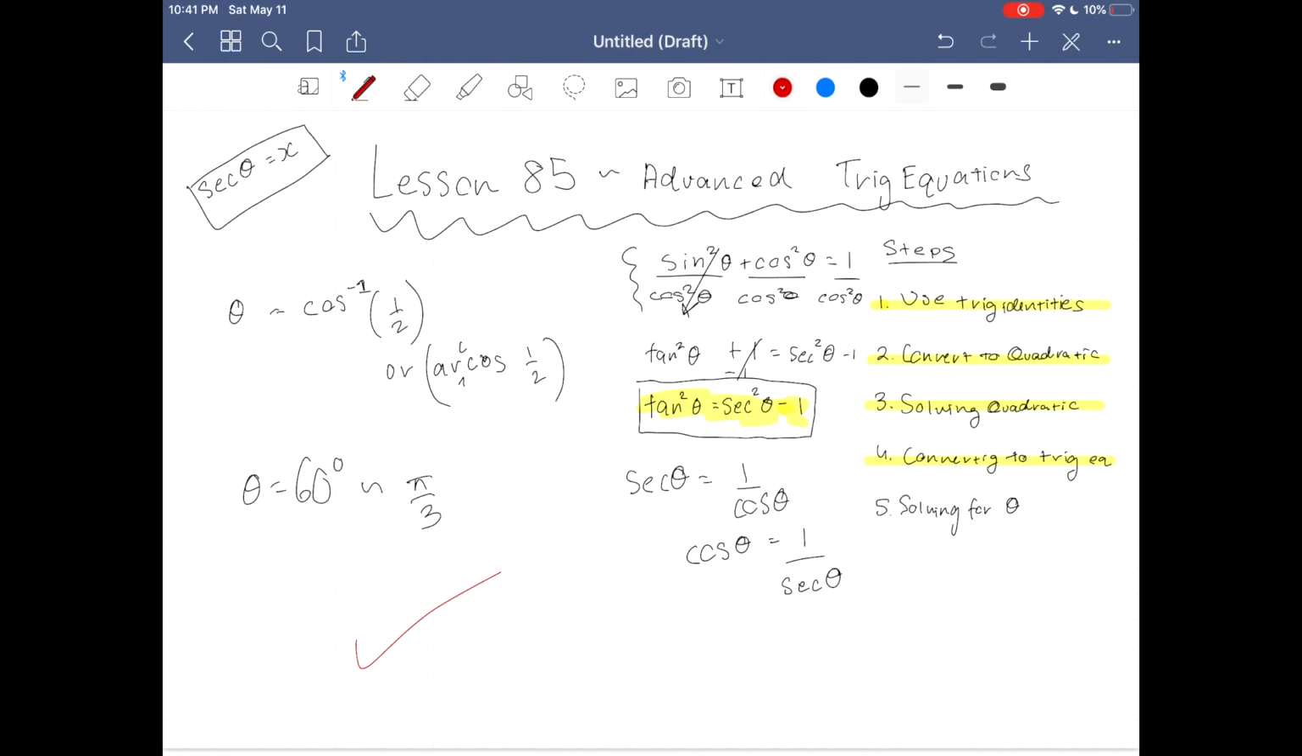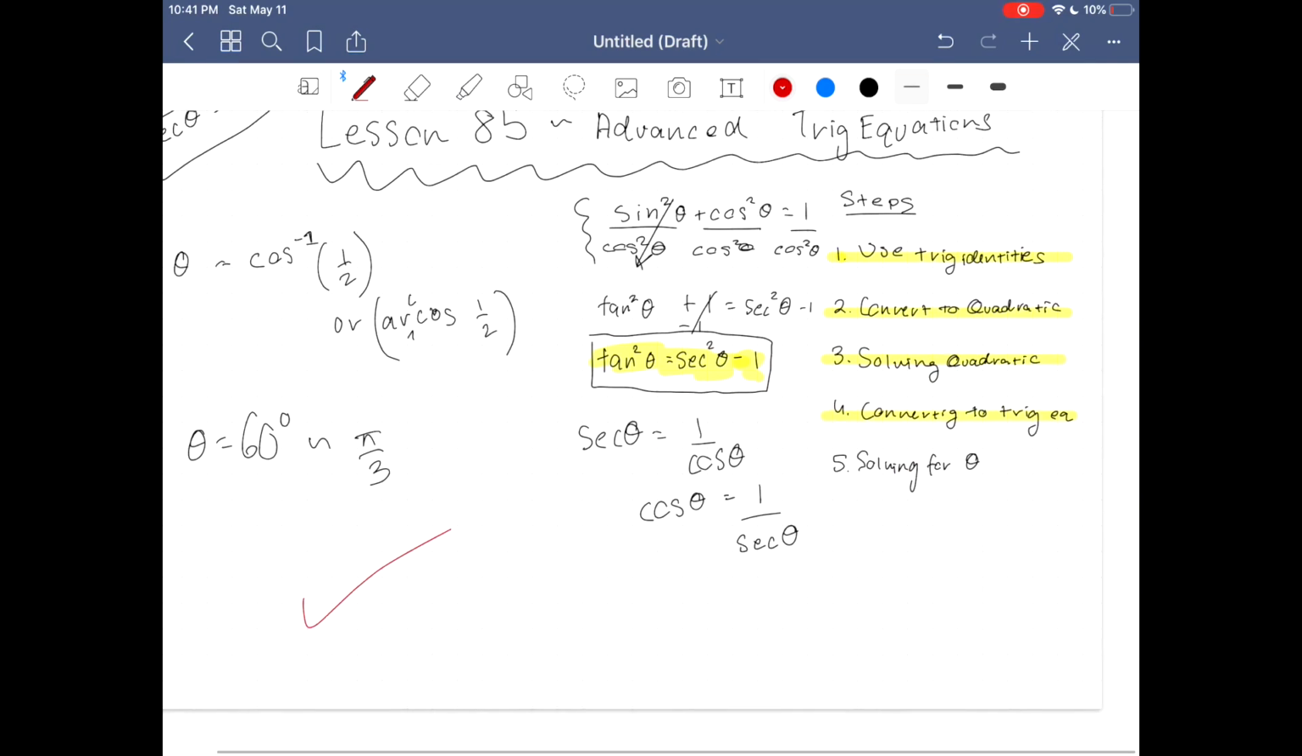advanced trigonometric equations. And one last thing before you go.